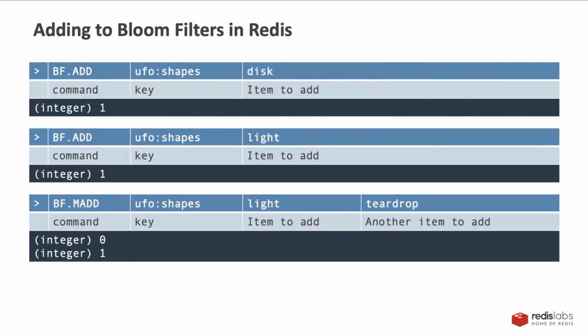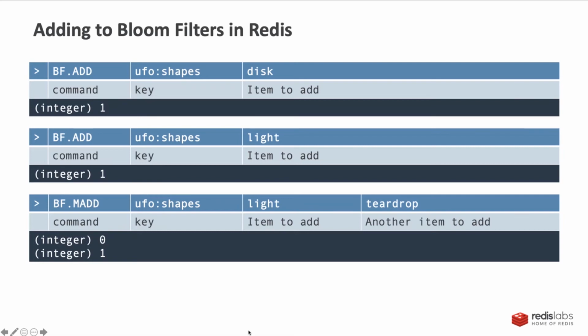To actually use that Bloom filter that you've set up, you can call bf.add and just provide a key and then the item to add. So here we're going to add a disk. You'll notice that bf.add UFO shapes disk returns a 1. bf.add UFO shapes light returns a 1. And this is because it has modified the state of the Bloom filter with adding those.